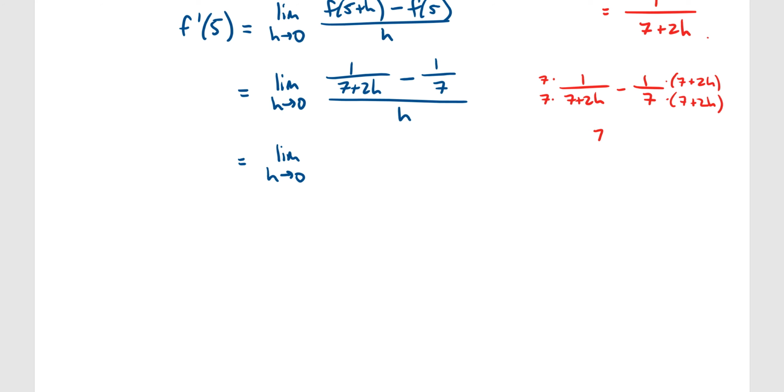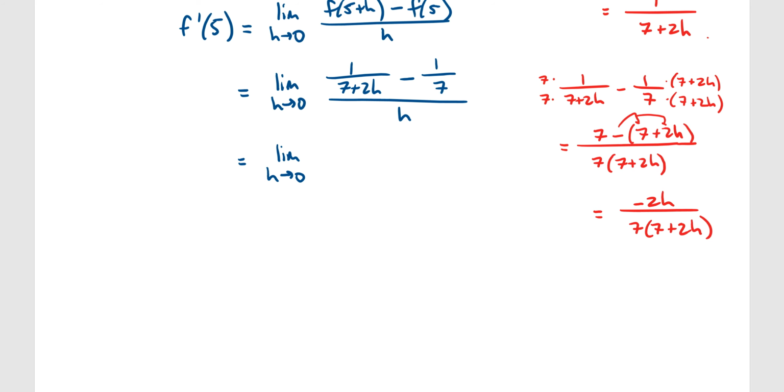I'm just going to combine this all at once. They're going to have the same denominator of 7 times 7 plus 2h, and for the numerator we have 7 minus, parentheses, 7 plus 2h times 1, so it's just 7 plus 2h. I skipped writing down the intermediate step, and now let's simplify this. We distribute the negative. 7 minus 7 is 0, and then we get negative 2h over 7 times 7 plus 2h.